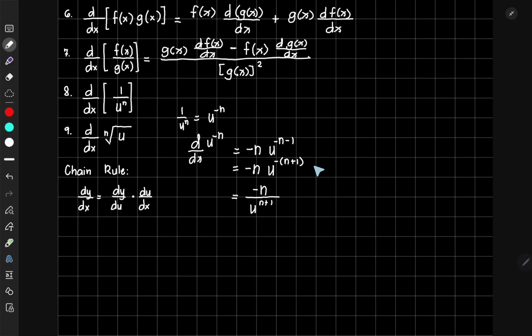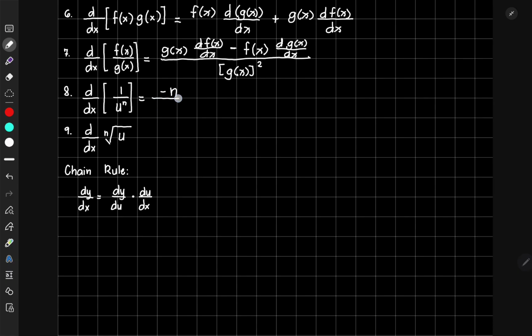So, do not forget yung du over dx. So, ito yung formula for our rule number 8. So, na-derive siya using yung power rule natin. So, ito would be equal to negative n all over u raised to n plus 1, du over dx. And rule number 9, we have a radical sign siya dito.